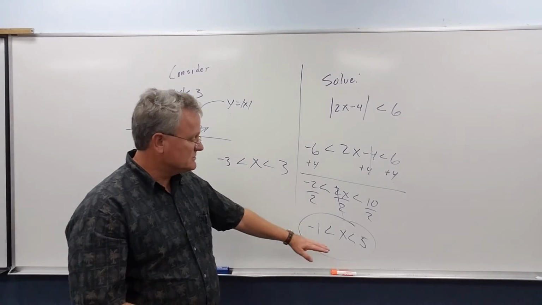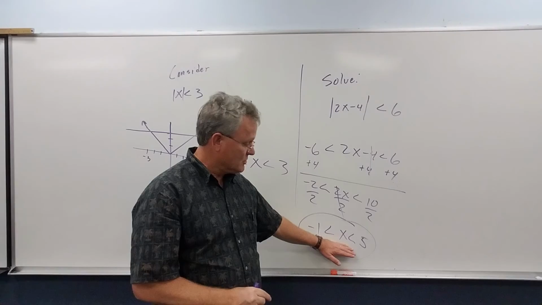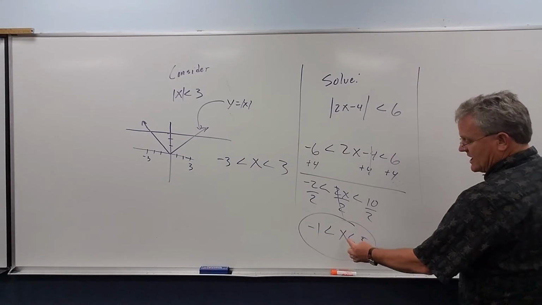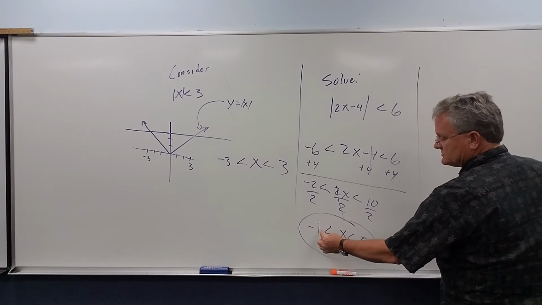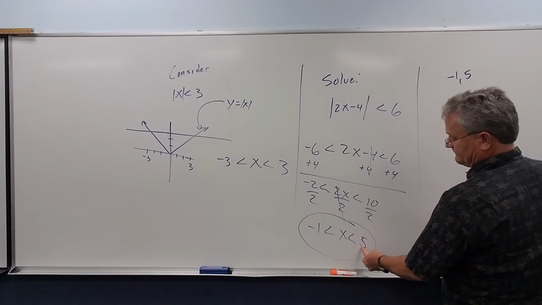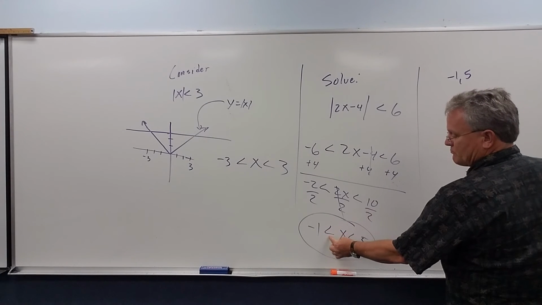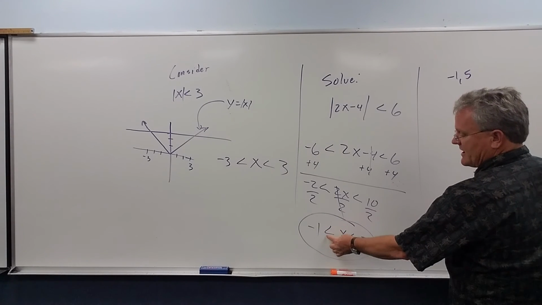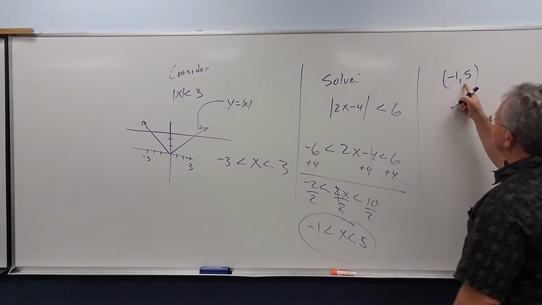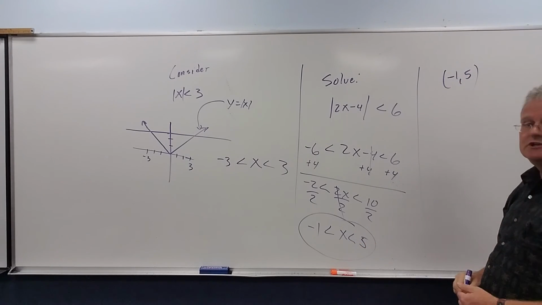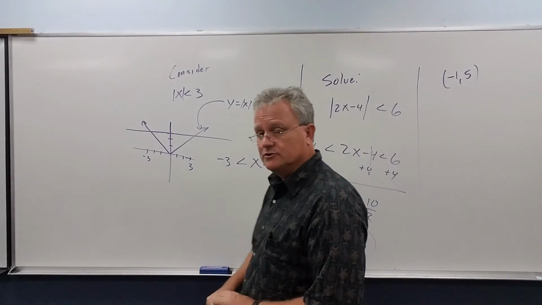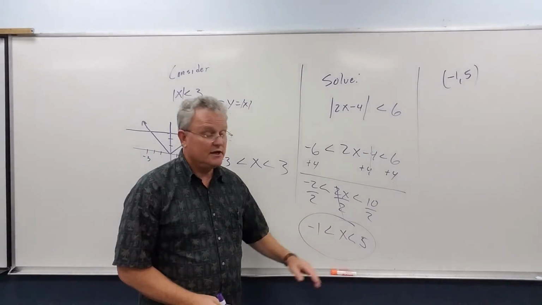Just as a refresher, let's write this using interval notation. In interval notation, this is saying x is all the numbers between negative 1 and 5. Parentheses around negative 1 and 5 because there's no equal. We use parentheses. So that is the solution using interval notation. That's the solution if we use inequality notation.